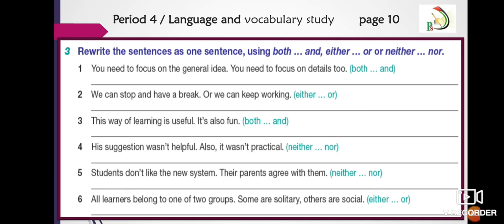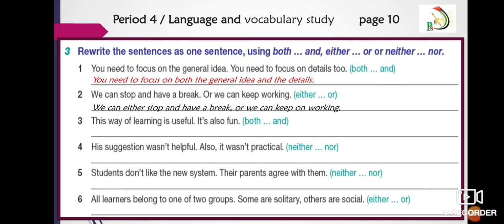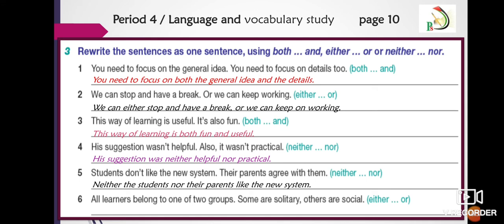Pause the video here, write your own answers, and then you can check with mine. You need to focus on both the general idea and the details. We can either stop and have a break, or we can keep on working. This way of learning is both fun and useful. His suggestion was neither helpful nor practical. Neither the students nor their parents like the new system. All learners are either solitary or social.